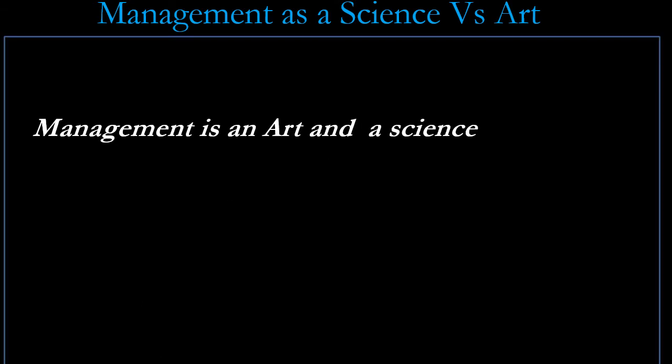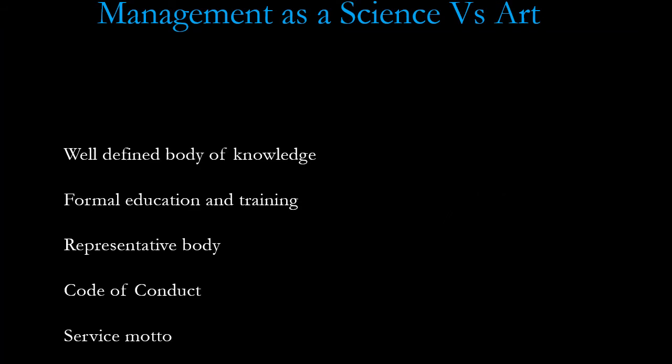Now, management is an art as well as a science, also a profession. How so? We see that a profession is something that is a well-defined body of knowledge. There is a formal education and training usually for professionals, right? And there is often a representative body, like the Indian Council of Medical Research, or the IEEE or IET in the case of engineers, and so on and so forth, right?